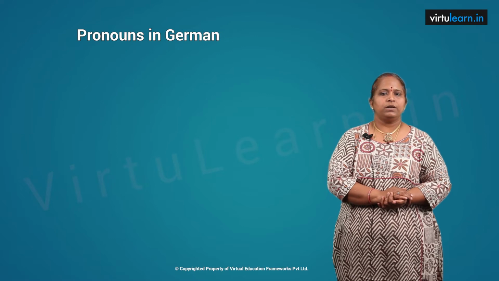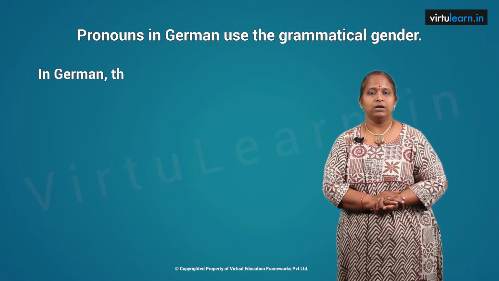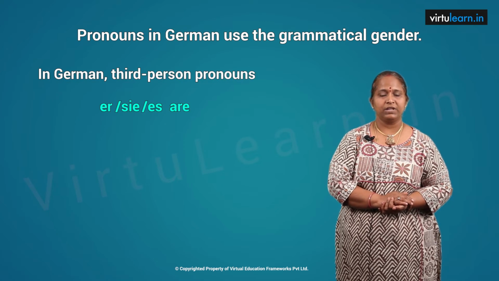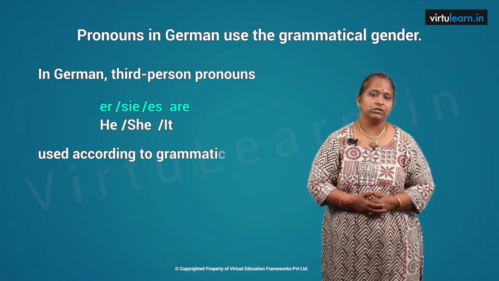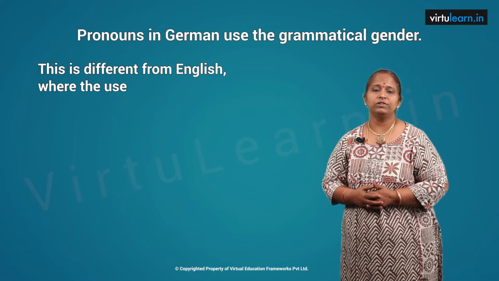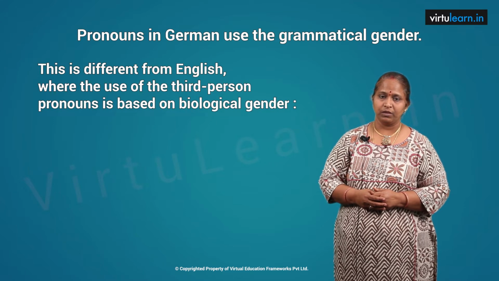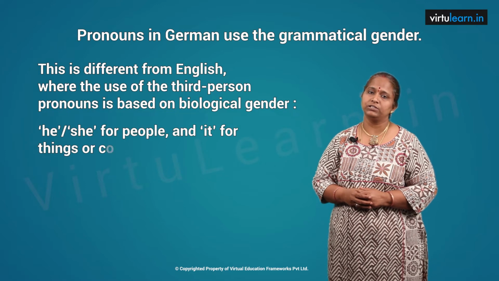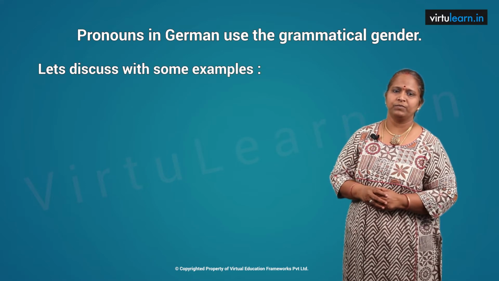Pronouns in German use the grammatical gender. In German, third person pronouns, that is er, sie, es, he, she, it, are used according to the grammatical gender. This is different from English, where the use of the third person pronouns is based on the biological gender: he or she for people, and it is used for things or concepts. Let's discuss with some examples.